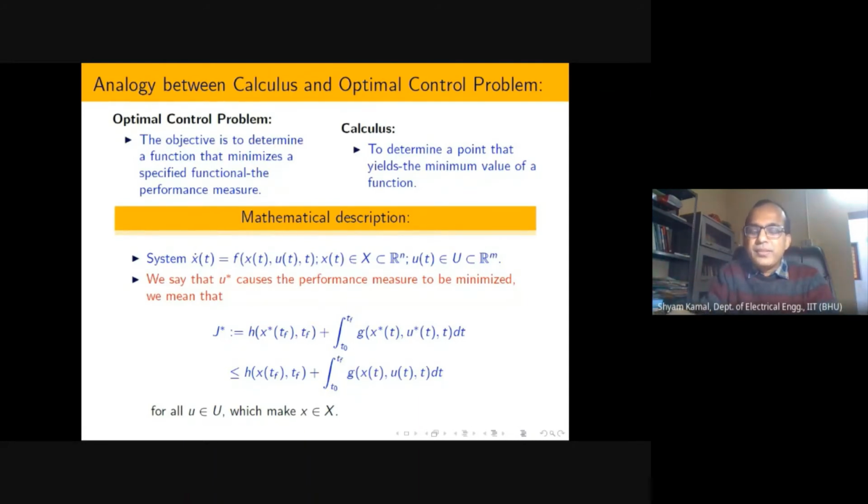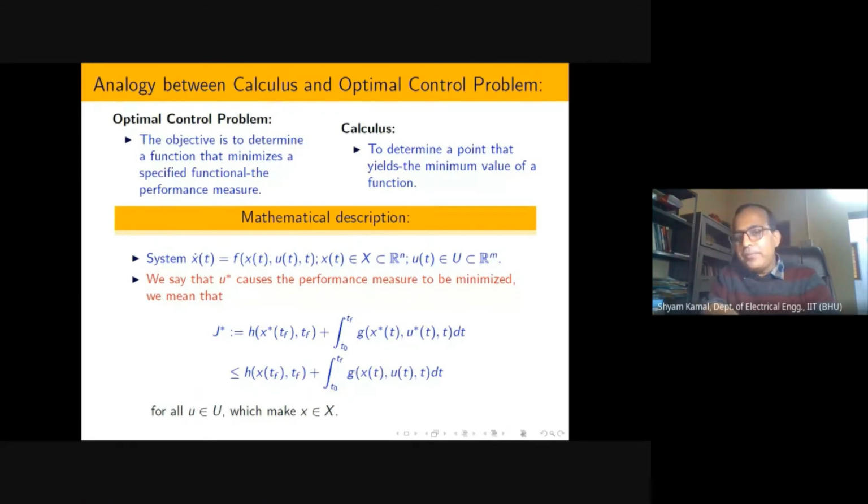Iram, are you able to understand this point? Yes, sir. Okay, so in optimal control, I am trying to search for some kind of admissible trajectory and admissible control. Now let us come to the next question. What do you think?